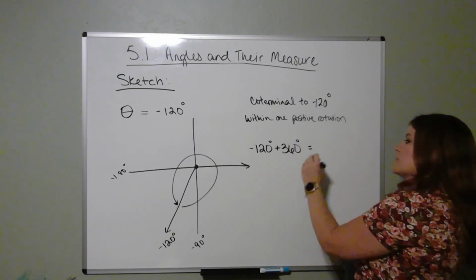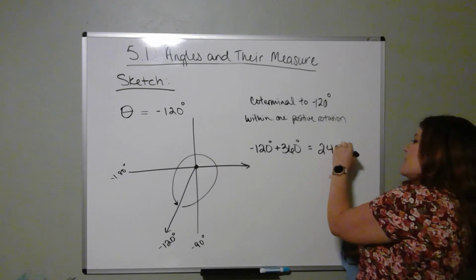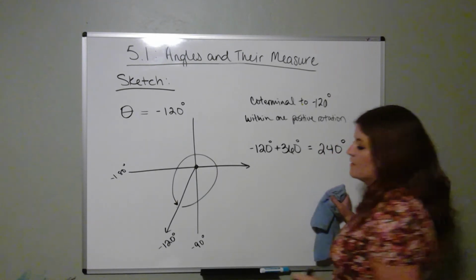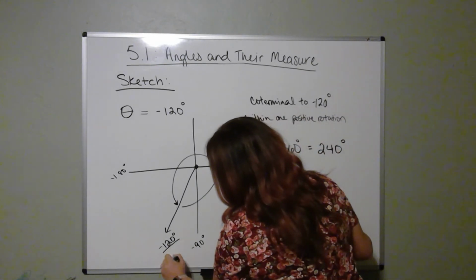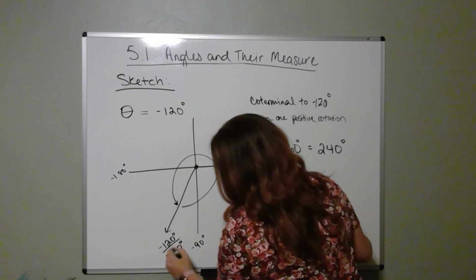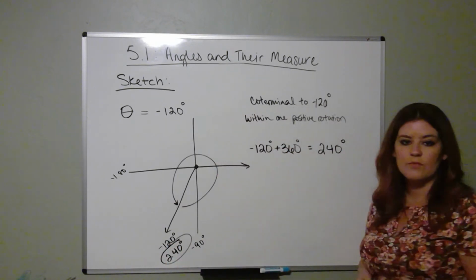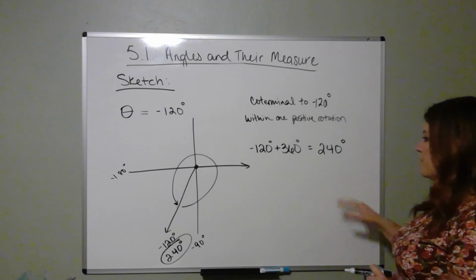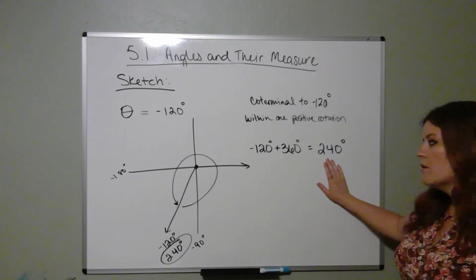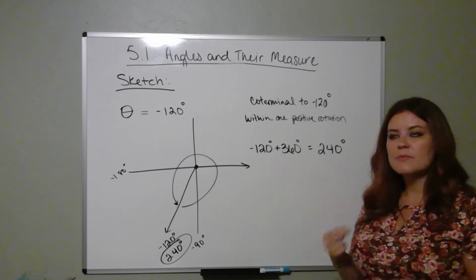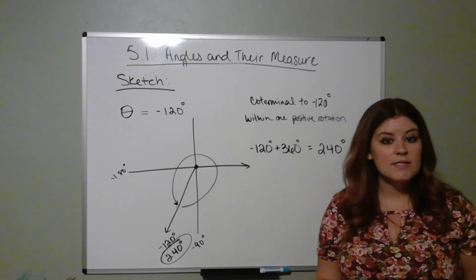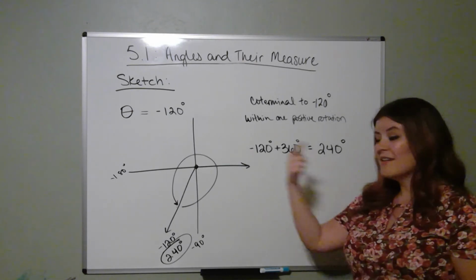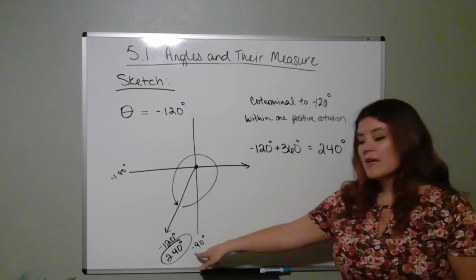Negative 120 plus 360, I get 240. That's why it looks familiar, because this negative 120 is also coterminal with positive 240. So you guys, I have this 240 coterminal with negative 120. What else was it coterminal with? It was positive 600, right? I could just add another rotation and find another one.